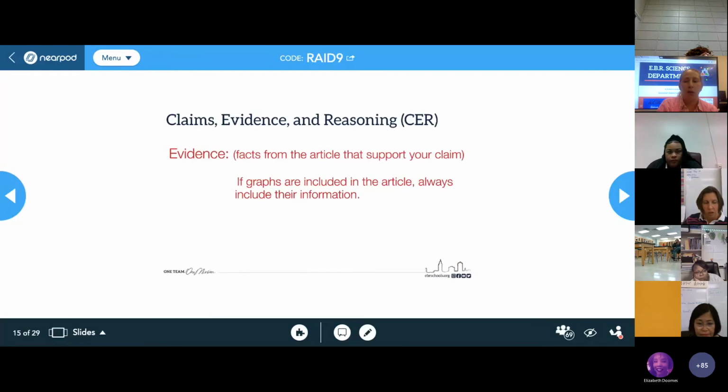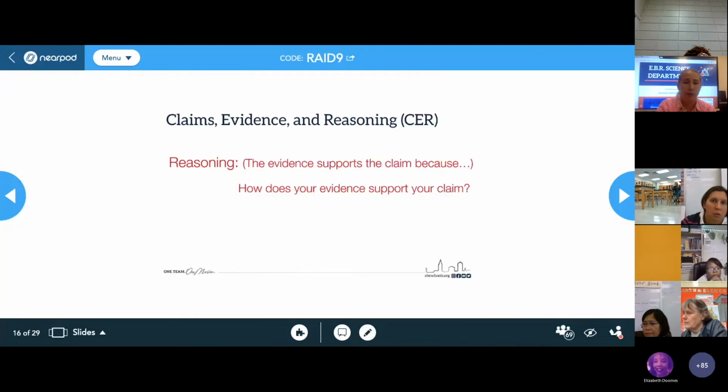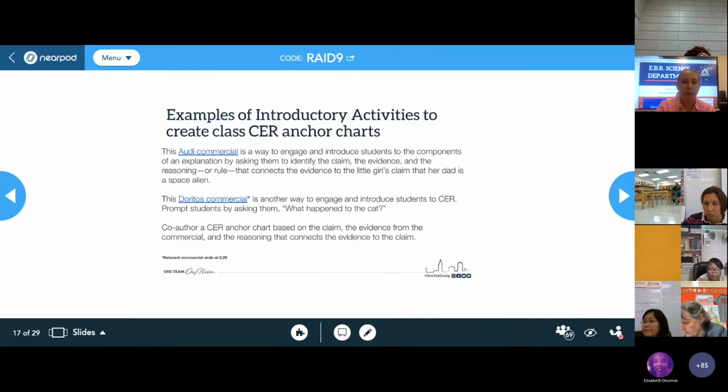Evidence is just facts from the article that support the claim. One thing students forget to do, and it's really important to get all their points on LEAP, and when it comes down to it, ACT as well: if graphs or charts are included in the article, always include their information. The example I have does have graphs, and graphs should always be included in the evidence. And the reasoning, the evidence supports the claim because, how does your evidence support your claim? It is not you restating the evidence, you're explaining how your evidence supports your claim.